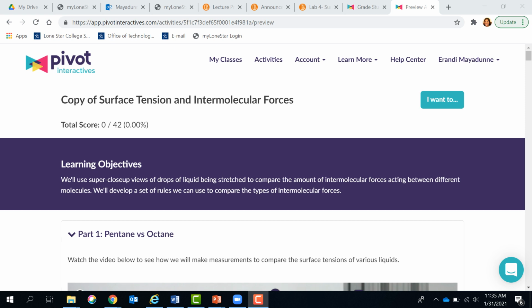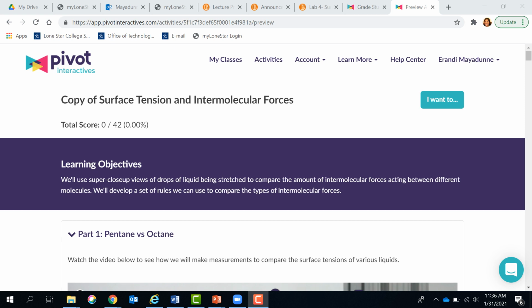Also in this lab, you will understand how surface tension differs from one molecule to the other. At the very first, we compare the surface tension and the intermolecular forces of pentane and octane. For this lab, you don't need any prior intermolecular force knowledge. You need to know one thing: when the surface tension is higher, intermolecular forces also increase. So let's see what pentane and octane are.